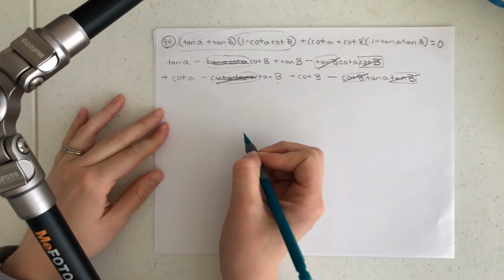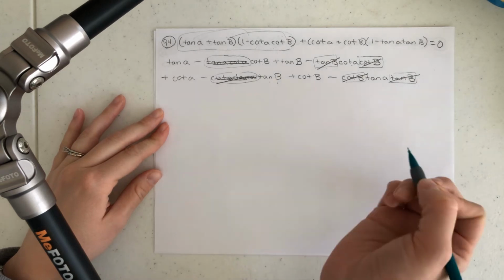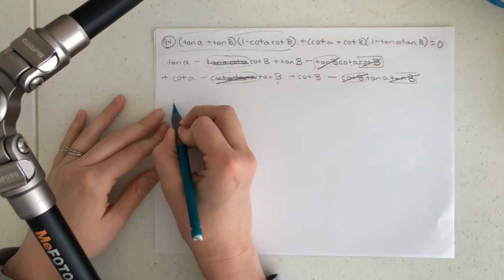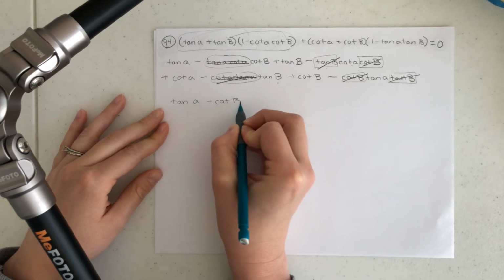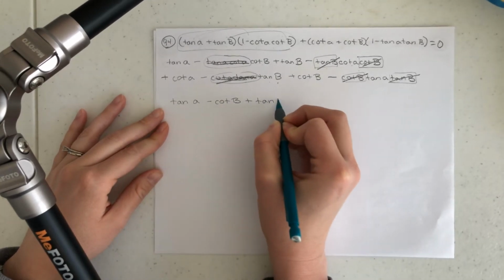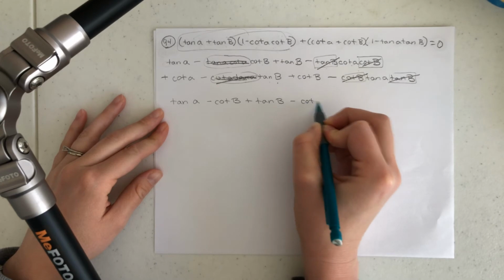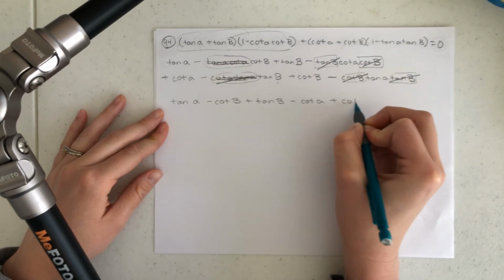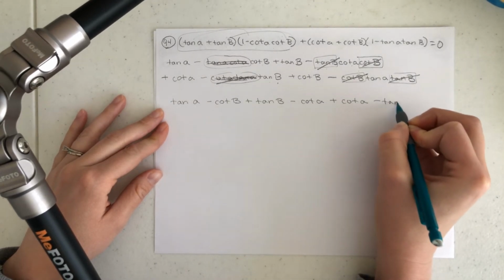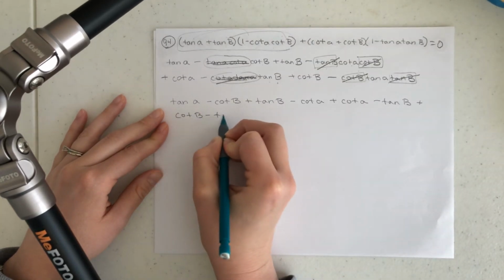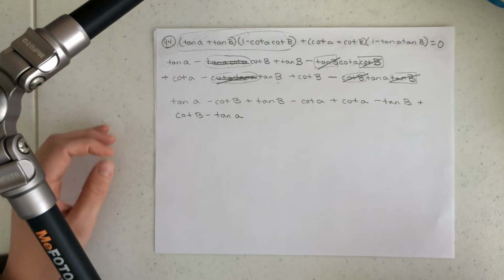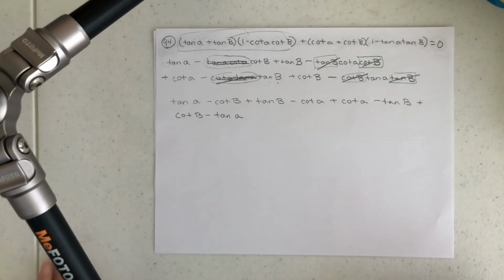But I'm going to write over again, just because I'm trying to be very thorough here, what I have left. So I have tangent alpha minus cotangent beta plus tangent beta minus cotangent alpha plus cotangent alpha minus tangent beta plus cotangent beta minus tangent alpha. And you've probably seen where we're going with this now.